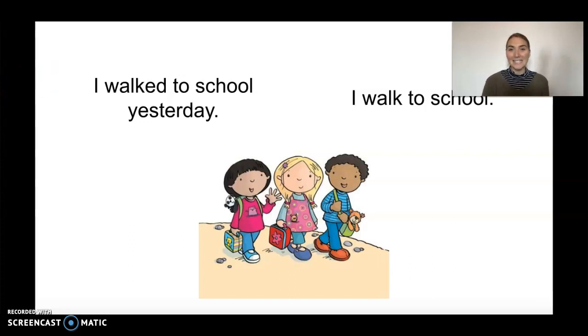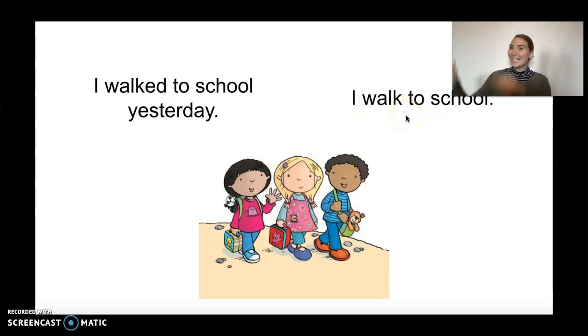Let's read these two sentences together. I walked to school yesterday. I walk to school. Boys and girls, the first thing we are going to look at is the verb. Will you help me find the verb in these two sentences? I walked to school yesterday. The verb in this sentence is walked. I walk to school. The verb in this sentence is walk.